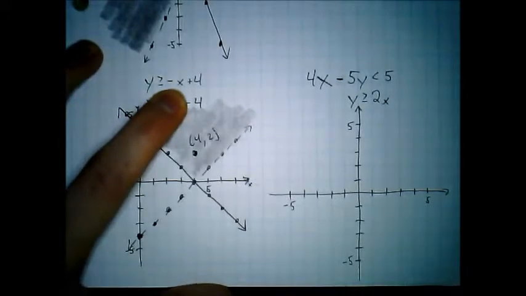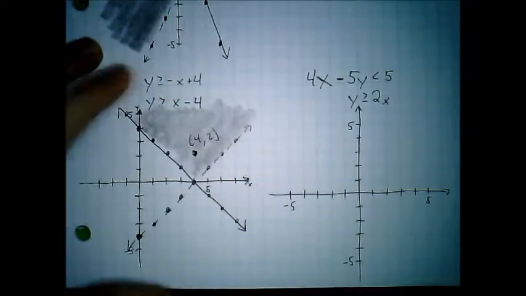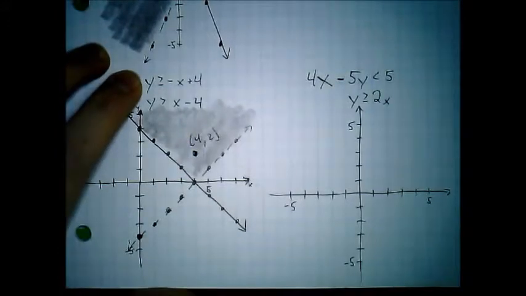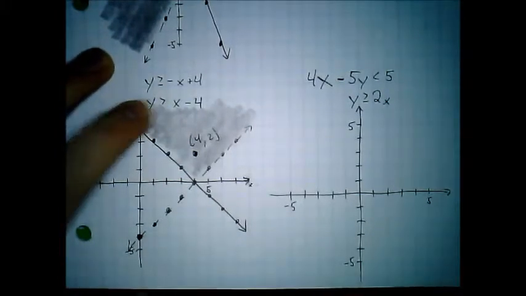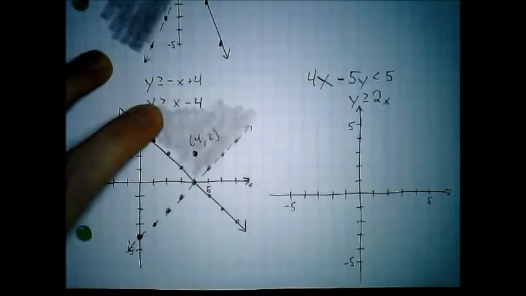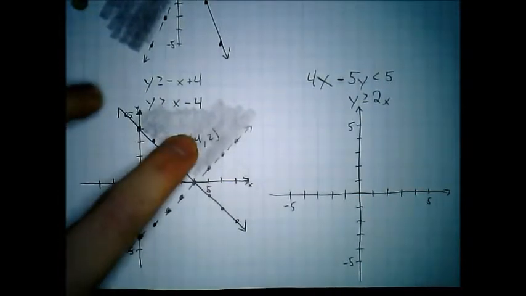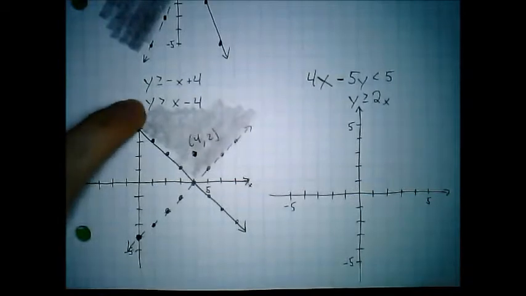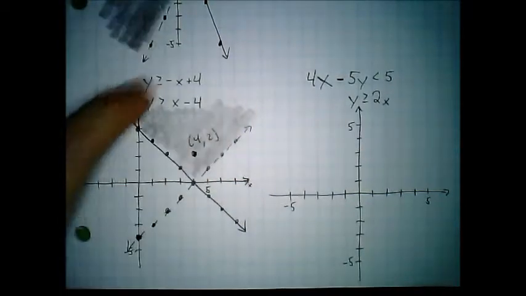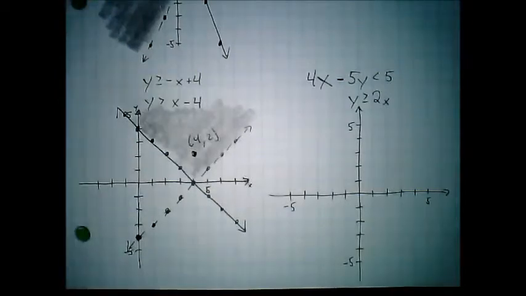So x is 4, so negative 4 plus 4 is 0. Is 2 greater than 0? Of course. So (4, 2) is a solution to our first inequality. Is it also a solution to the second one? 4 minus 4 is 0. 2 is greater than 0. So (4, 2) makes both of these inequalities true. So the region that contains (4, 2) is the solution set to both of these, or this system of linear inequalities.